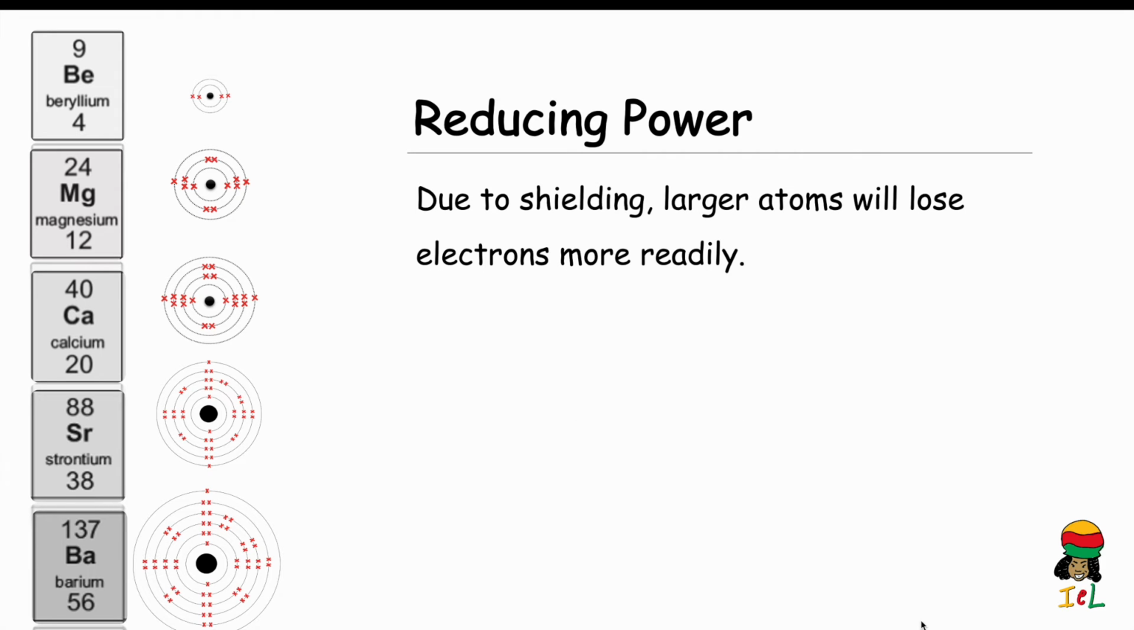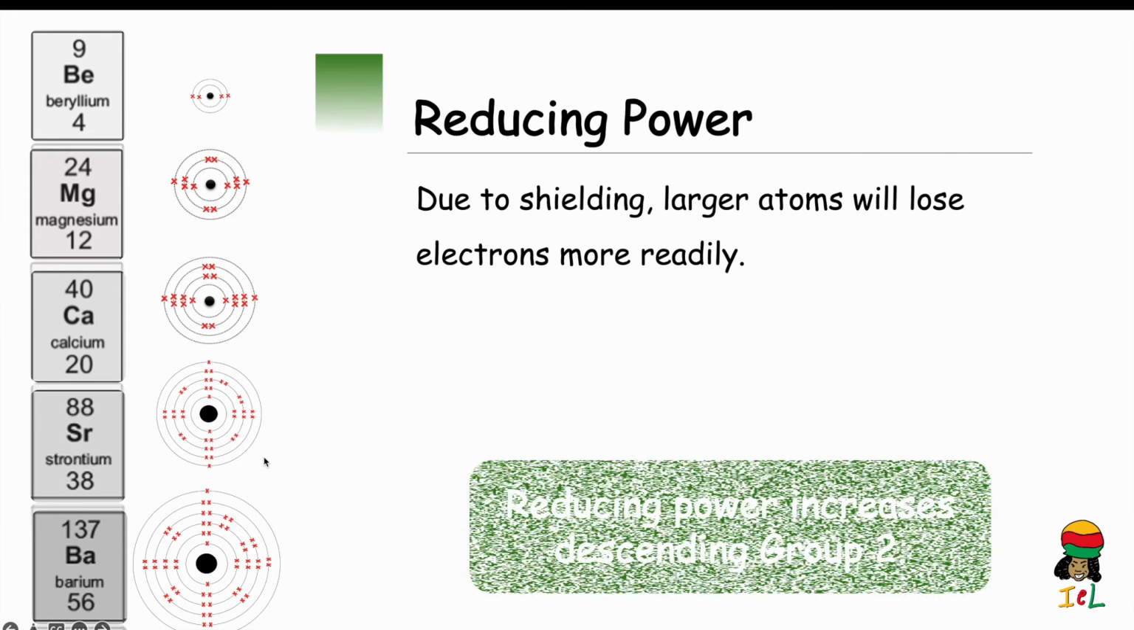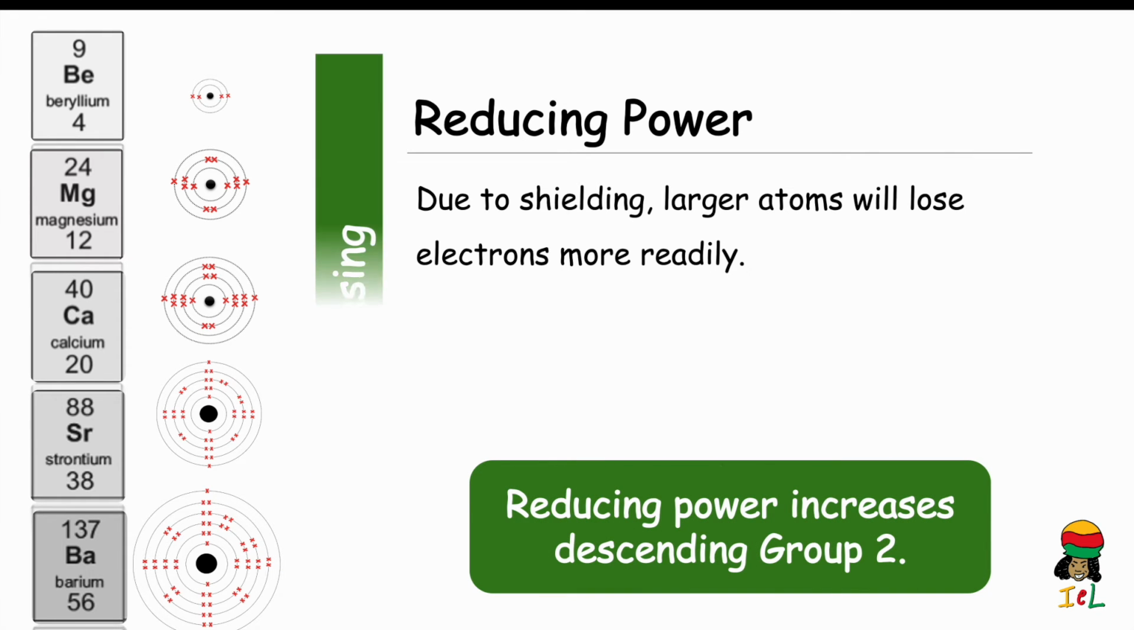Recall that as atoms get larger, the effect of shielding increases due to the increase in the number of inner lying shells with electrons. When shielding increases, the larger atoms lose their outer electrons more readily. Therefore, reducing power increases down group 2.